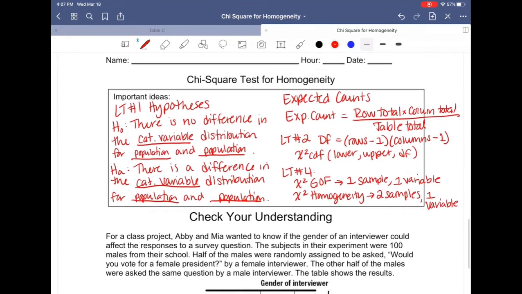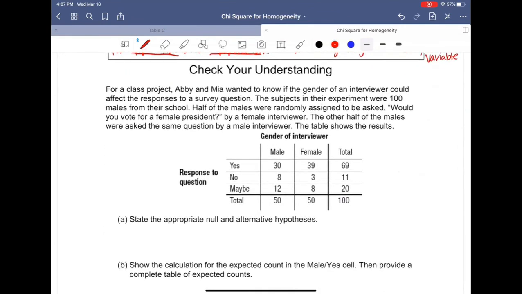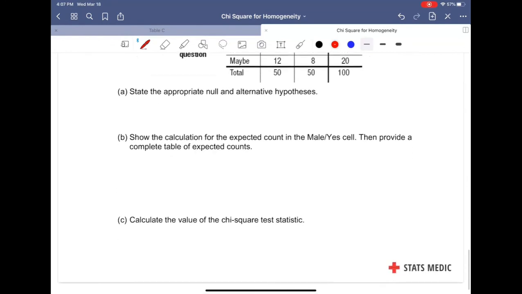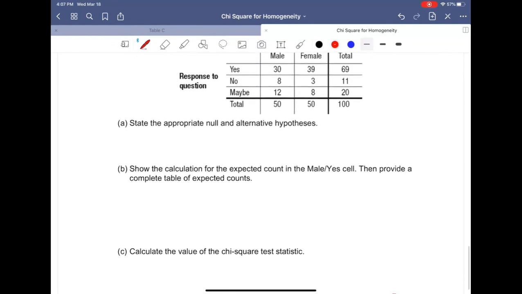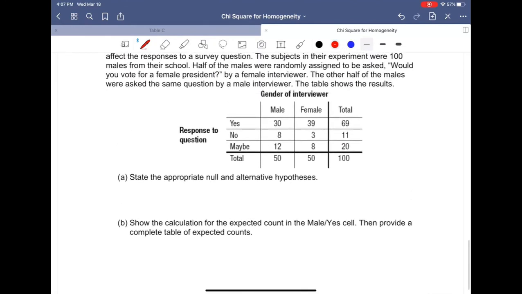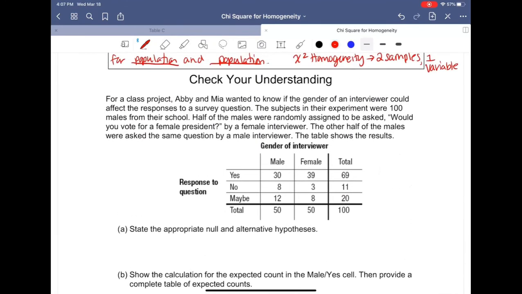All right. Go ahead and read the Check Your Understanding problem and try to fill in these questions below. You're not going to do a full 4-step on this. We're just looking at expected counts and then calculating chi-squared, so not doing the whole thing. Pause the video, fill that in, and come back when you're done.